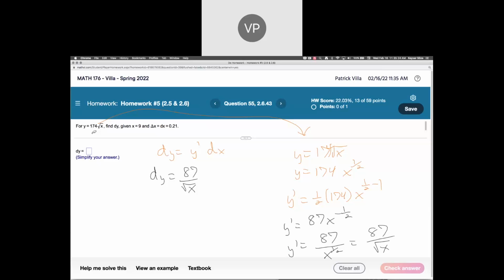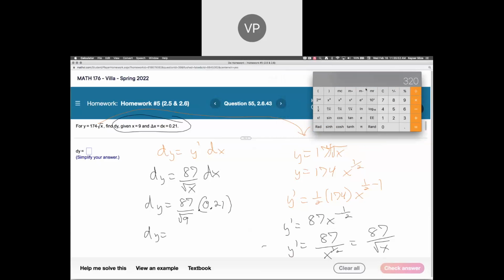And then times dx. Now in the last couple problems, this is it. This is done. This is what I plug in, but they gave us more information. Now they told us that you can plug in a 9 for x. You can plug in a 0.21 for the dx, and now we can get an answer for this. You have to use your calculator, obviously.